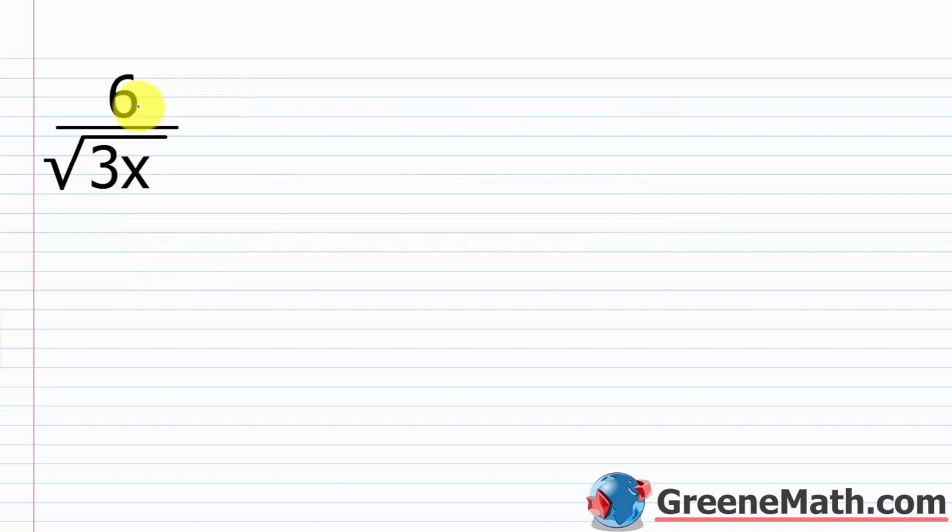So if I had something like 6 over the square root of 3x. This guy right here is already simplified. So I'm just going to multiply this by the square root of 3x over the square root of 3x. And what would I get? 6 times the square root of 3x is just 6 times the square root of 3x. Down here, the square root of 3x times the square root of 3x is just 3x.